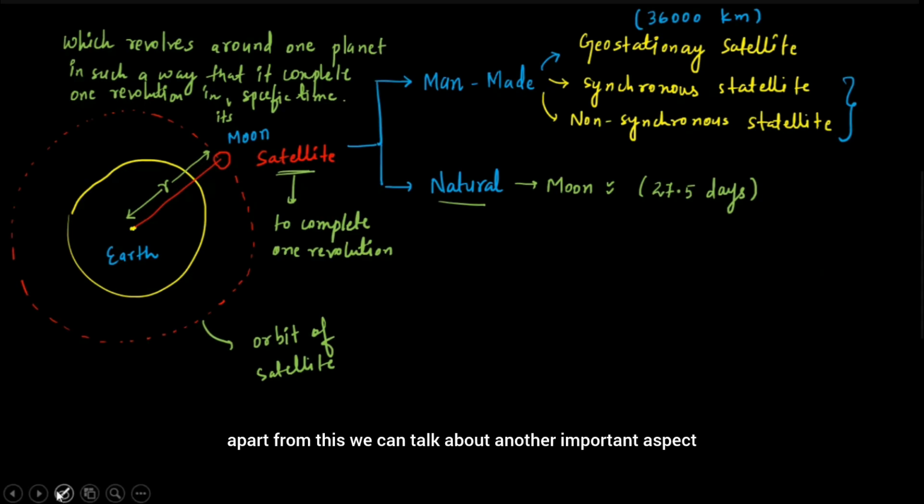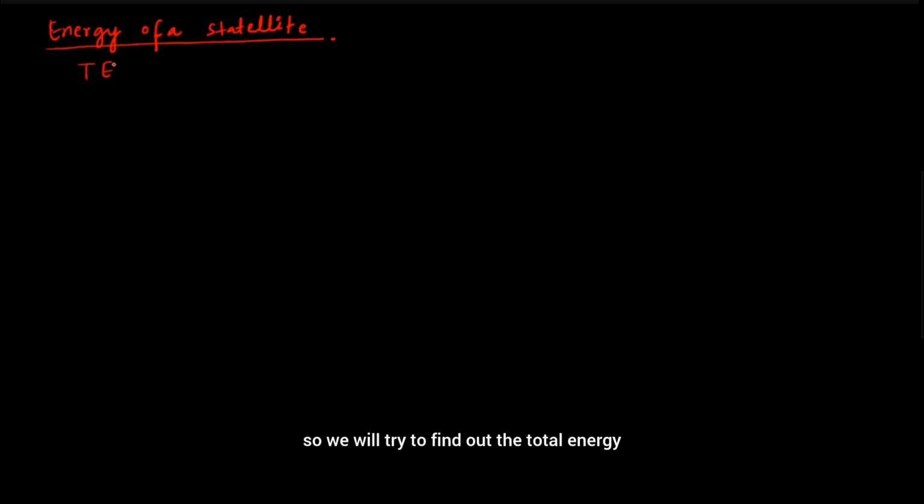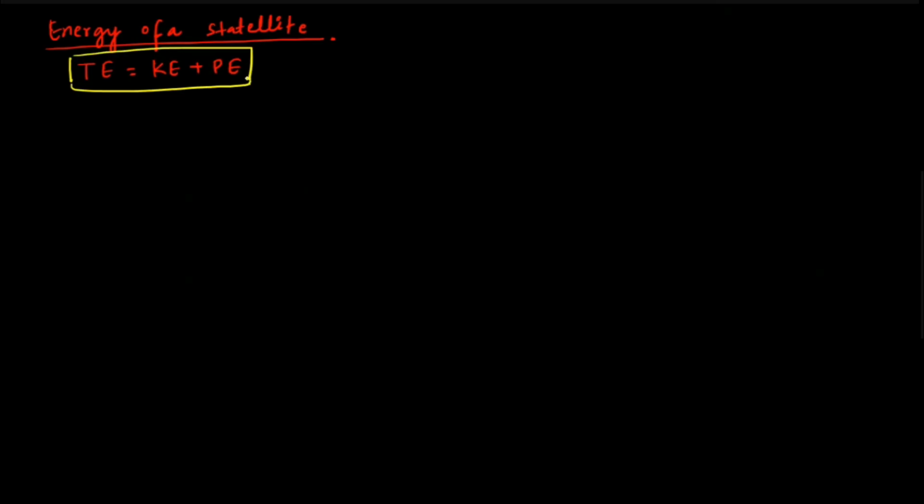Apart from this, we can talk about another important aspect, which is called the energy of a satellite. How much energy a satellite can actually possess. So we will try to find out the total energy, and that total energy is going to be kinetic energy plus potential energy. So just try to understand the concept. Whenever you are solving numericals, you'll be easily able to solve them if you know the concept.